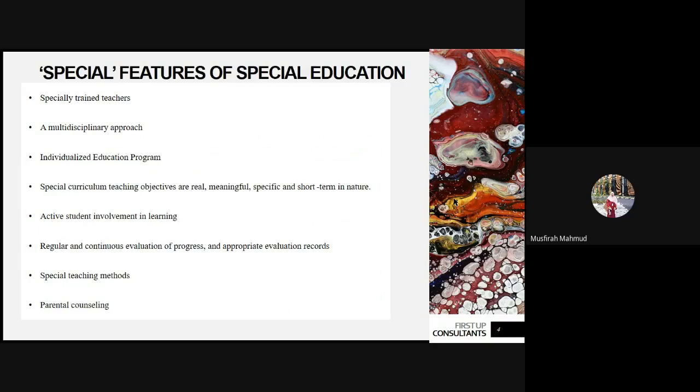Next, special curriculum: teaching objectives are real, meaningful, specific, and short-term in nature. Active student involvement in learning, regular and continuous evaluation of progress, and appropriate evaluation records. Next, special teaching methods. Last one is parental counseling. Parental counseling is a type of service that aims to provide the necessary knowledge, tools, guidance, and especially support to parents without bias or judgment. This way, they become more fully equipped to take care of their children.